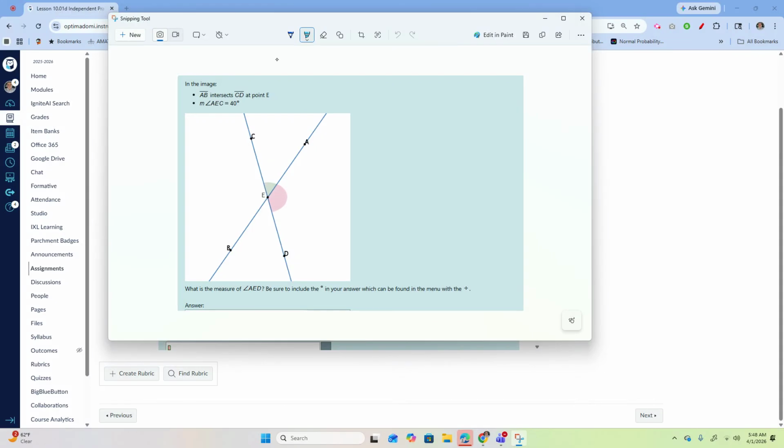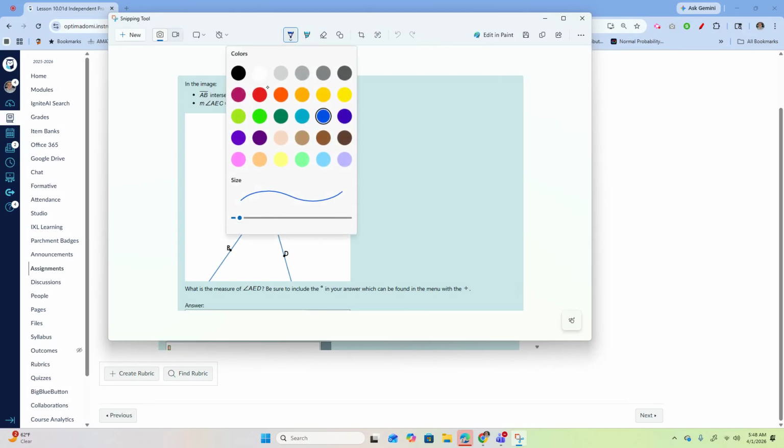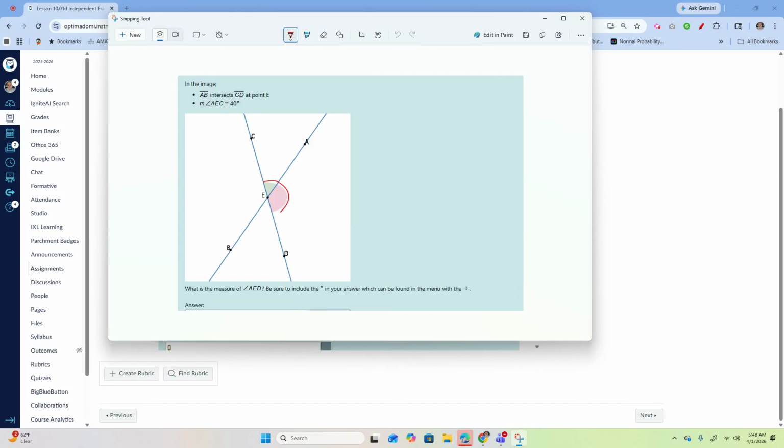That arc, let me see if I can, I'm gonna put it in red. So all of this here is 180 degrees. You can see that's like a half of a circle. Now they told me that angle AEC, the one in green, is 40 degrees. They're asking you how much is AED, the one in red.